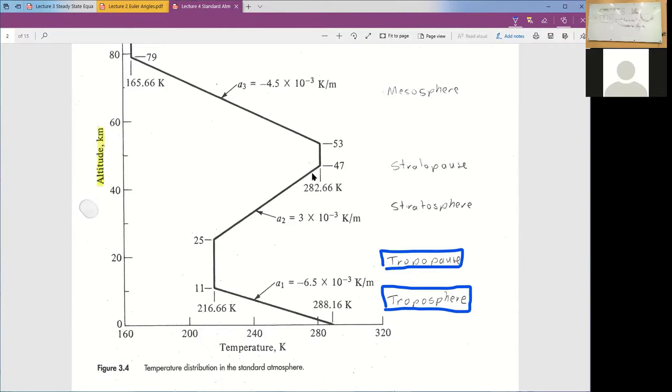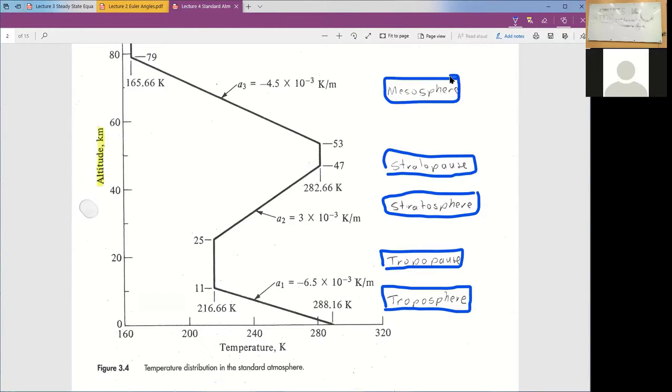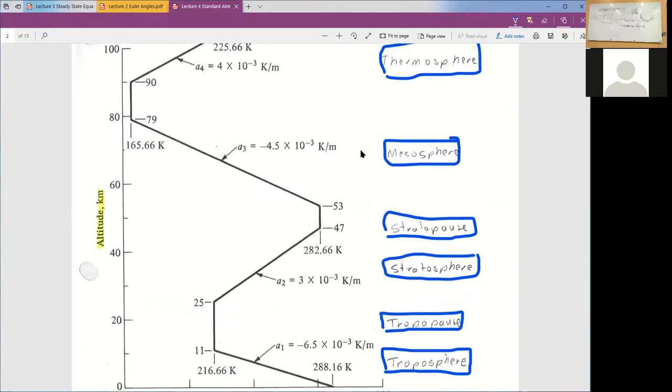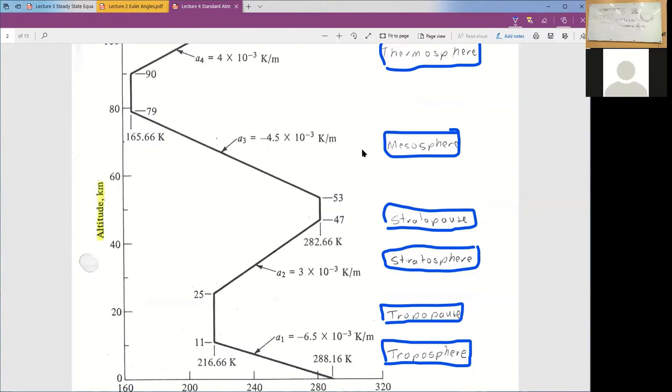And then the temperature increases in the stratosphere. And then it stays constant in the stratopause. And then in the mesosphere, it goes back down. And there's more to it. If you scroll up, there's the thermosphere as well. I'll scroll down. So right, troposphere, tropopause, stratosphere, stratopause on this graph. And these are the layers of the atmosphere. And this temperature graph determines what we consider the standard conditions at any altitude.